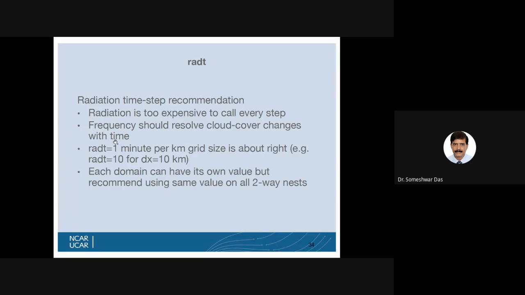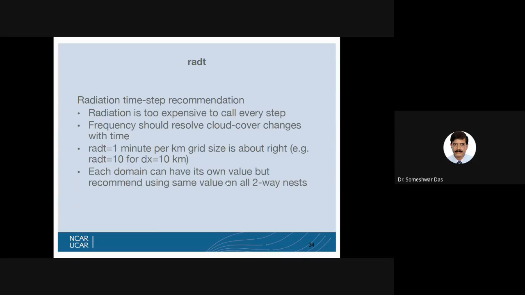You don't have to call the radiation scheme every time step, even if your time step is say 5 seconds or 10 seconds. You can calculate the radiation fluxes once in 10 minutes if your grid length is 10 kilometers. So an approximate hint is given for that.